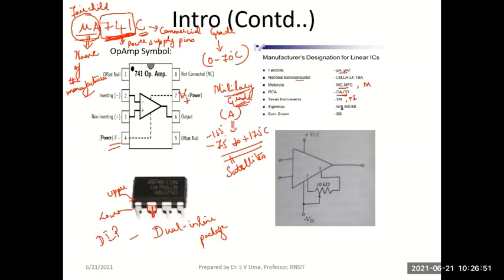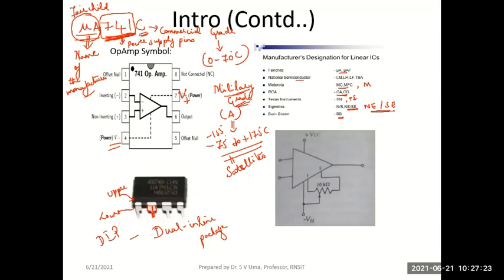Signetics Corporation will use N/S or NE or SE. NE, SE, N/S, all these are used by Signetics. We'll be studying one IC from the Signetics Corporation also later. The 555 timer is manufactured by Signetics. Burr Brown is another company's initials. These are some examples of op-amp manufacturing companies and their initials.